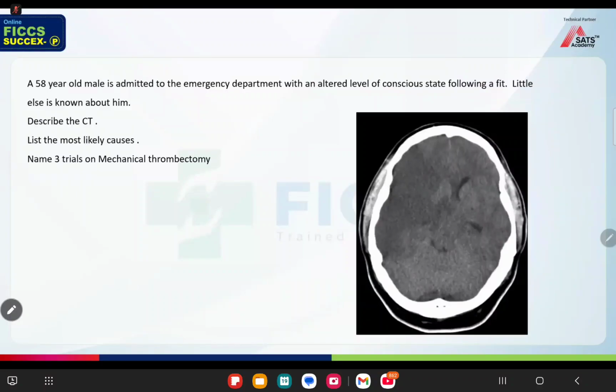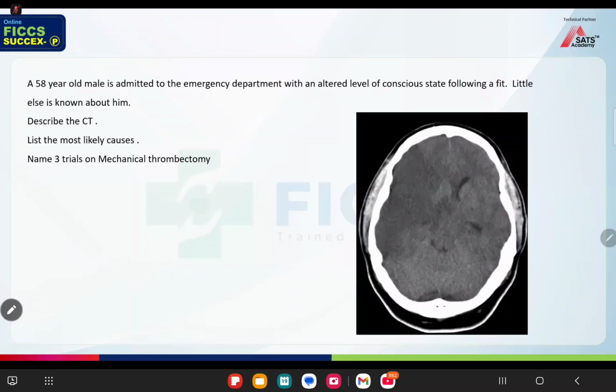A 58-year-old male is admitted to the emergency department with an altered level of consciousness following a fit. Little else is known about him. Describe the CT. List the most likely cause. Name 3 trials on mechanical thrombectomy.